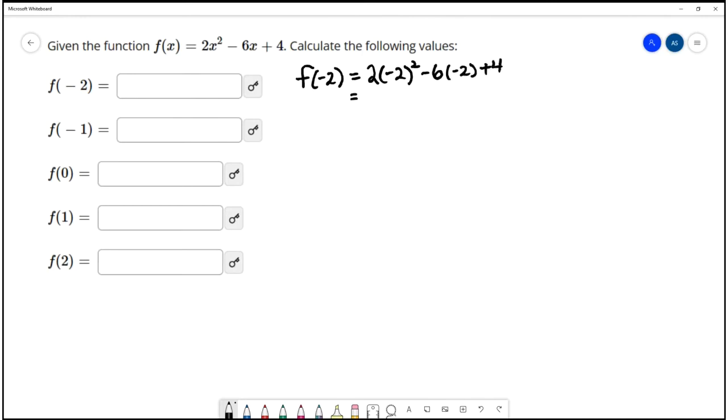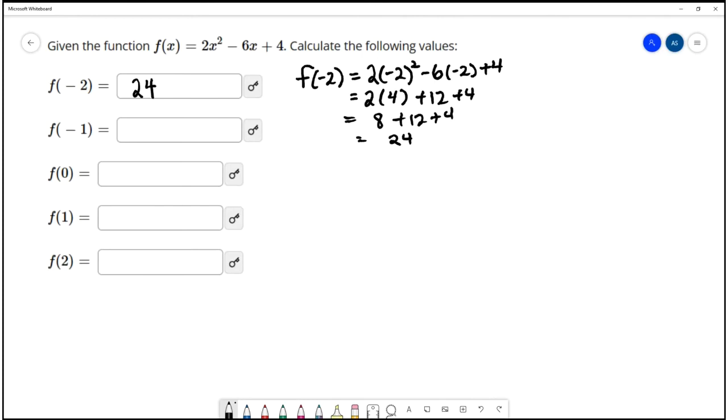We're going to simplify following order of operations, applying the exponent first. -2 squared is 4. We can multiply. -6 times -2 is a plus 12. 2 times 4 is 8. Plus 12 plus 4, that gives us 24. So f of -2 is 24.